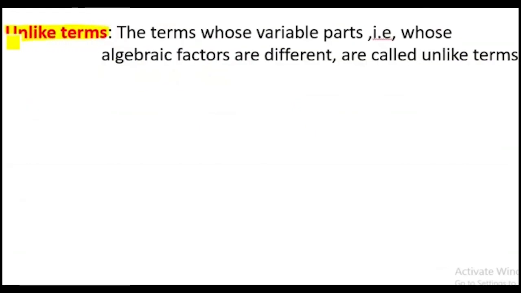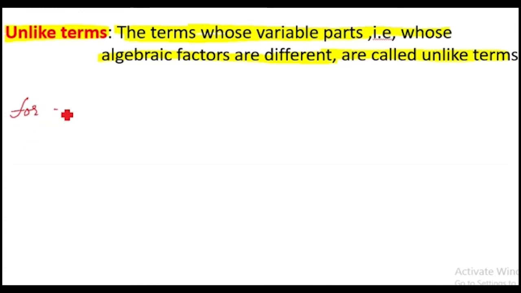Unlike terms. The terms whose variable part, or whose algebraic factors, are different are called unlike terms. Now see here with few examples.